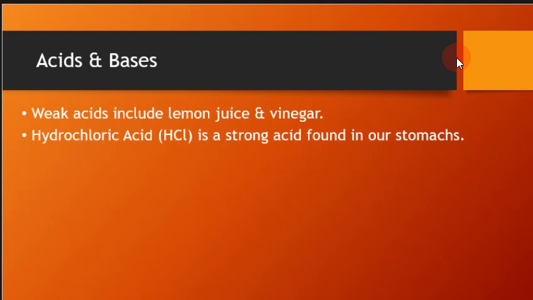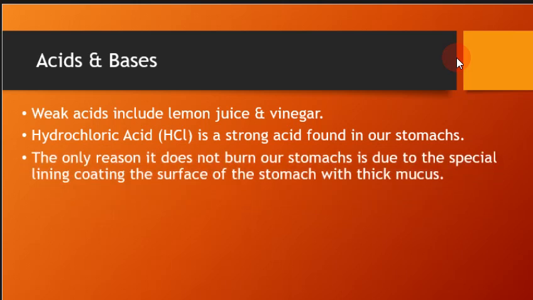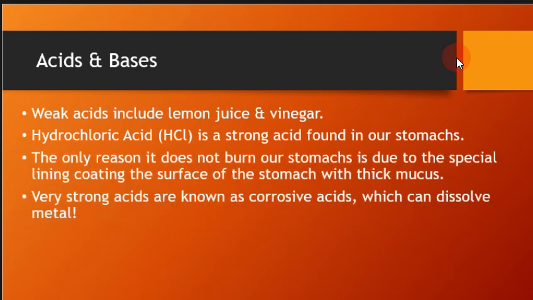Hydrochloric acid is a very strong acid. It's found in our stomachs. It helps us digest our food. Our stomachs are designed so beautifully that this very strong acid doesn't bother our stomach typically. But if I were to take a drop of it out of my stomach and put it onto my skin, it would burn my skin. That's how acidic it is. Okay, it's very strong. The only reason it doesn't burn our stomach is because of the special lining in the stomach. Very strong acids are known as corrosive acids, which can dissolve metals.